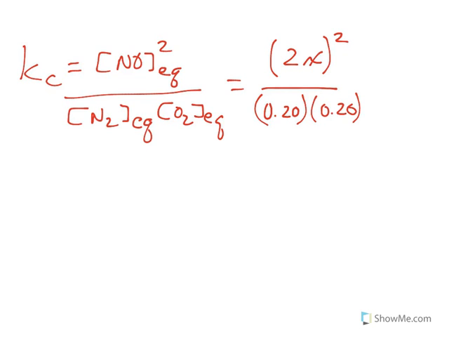All right? And we're given a value of Kc, so we can put that here, 1.0. So now you can see what our mission is going to be. It's going to be to use this part of the equation to solve for X. Once we have X, then we can figure out what the equilibrium concentrations were.